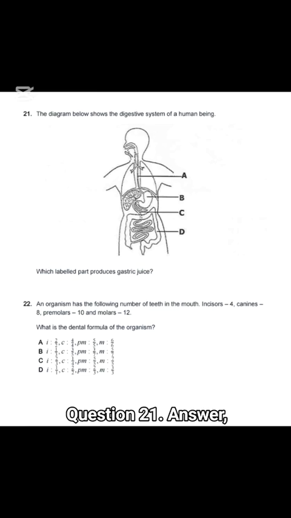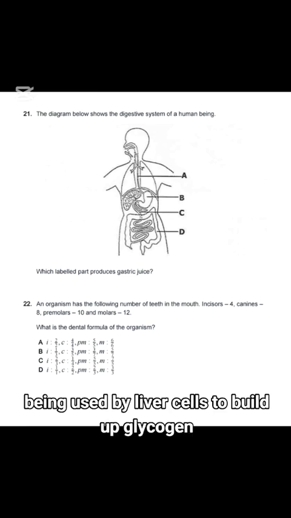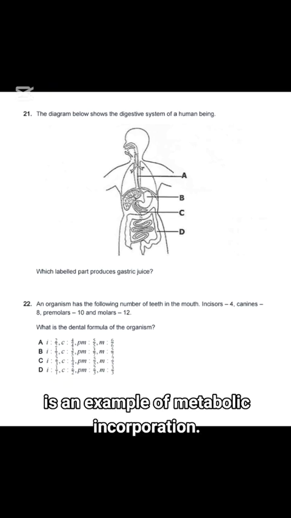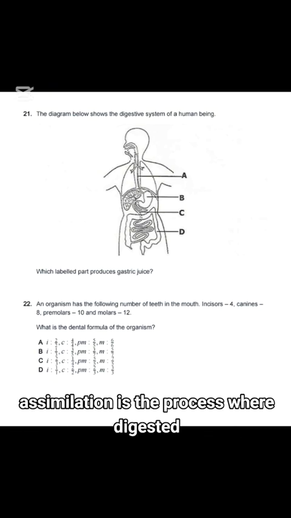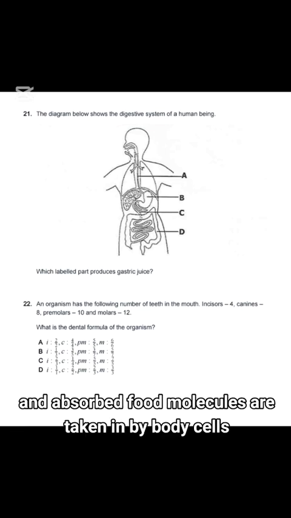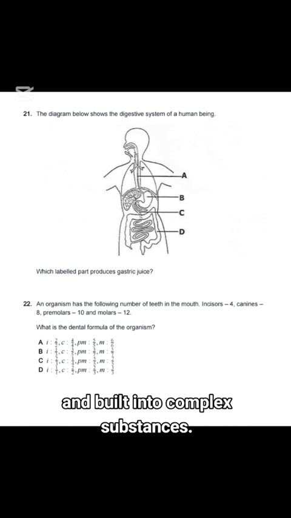Question 21. Answer: B. Assimilation. Explanation: glucose being used by liver cells to build up glycogen is an example of metabolic incorporation. While absorption is taking nutrients into the blood, assimilation is the process where digested and absorbed food molecules are taken in by body cells and built into complex substances or used for energy growth.